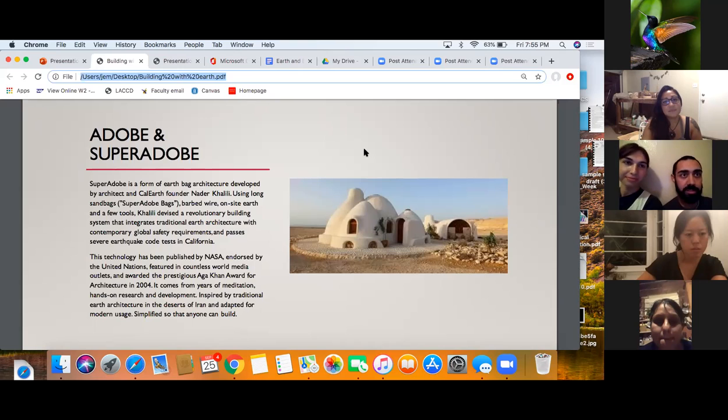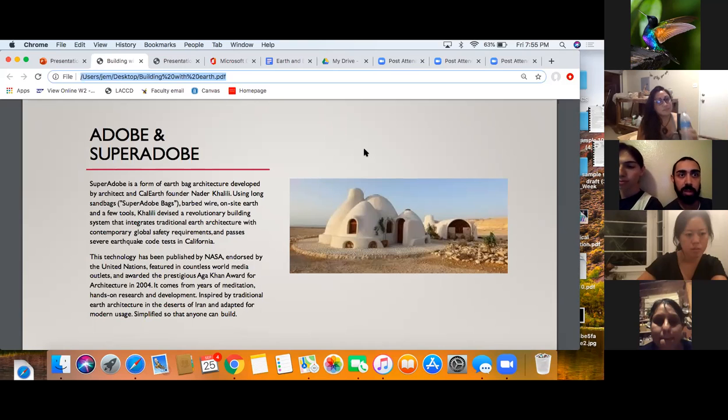I can read this. Adobe and Superadobe. Superadobe is a form of earthbag architecture developed by architect and CalEarth founder Nader Khalili using long sandbags, Superadobe bags. You can also use single sandbags, by the way. Barbed wire, on-site earth, and a few tools. Khalili devised a revolutionary building system that integrates traditional earth architecture with contemporary global safety requirements and passes severe earthquake code tests in California.